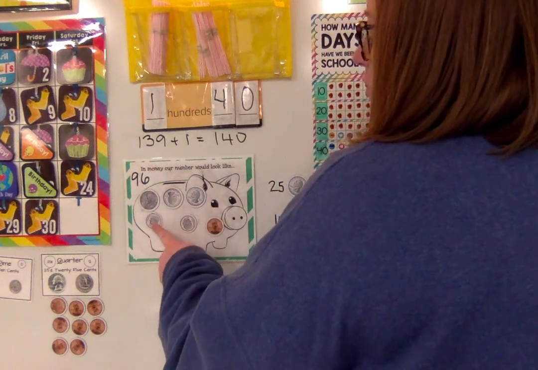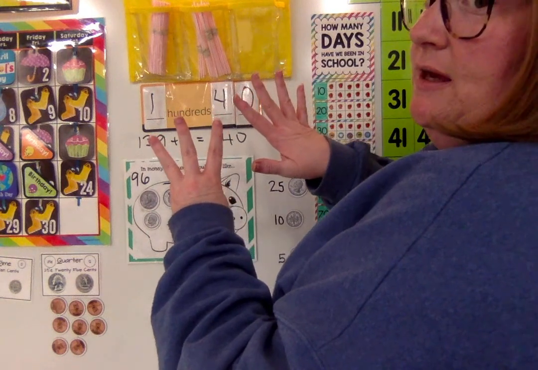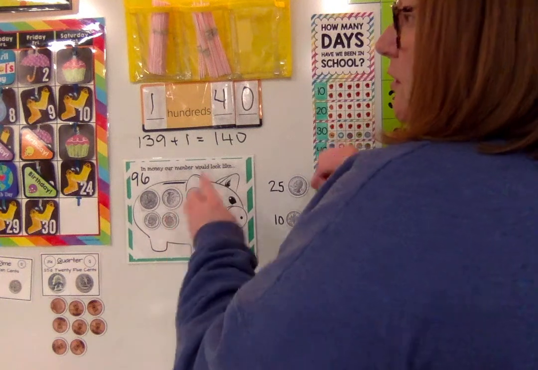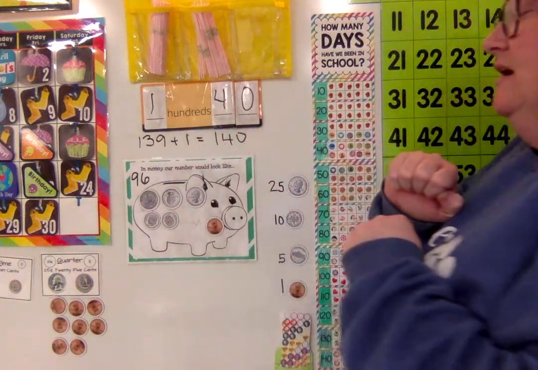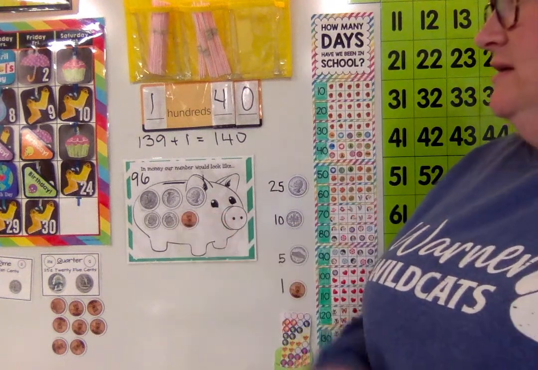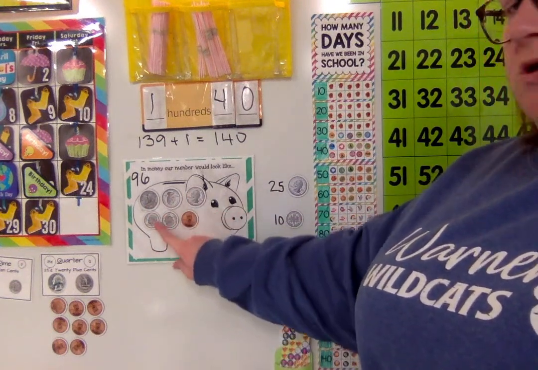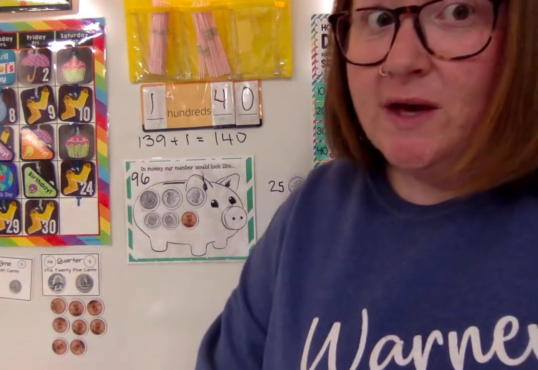75, 10 more. 7 tens, 10 more would be 85. Got to remember there were 5 there. 10 more would be 95. 96. So the least amount of coins would be 3 quarters, 2 dimes, and 1 penny. Both ways make him happy. Or we really did 3 ways, didn't we?